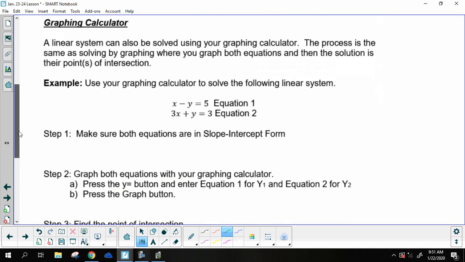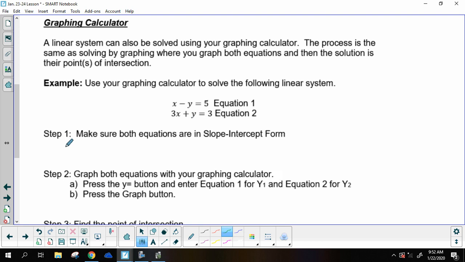So using your graphing calculator is a really important thing to be able to do. You can use it to solve a linear system. The process is the same as solving by graphing, where you graph both equations and the solution is the point of intersection. So we're going to use the graphing calculator to solve this system: x minus y equals 5, 3x plus y equals 3.